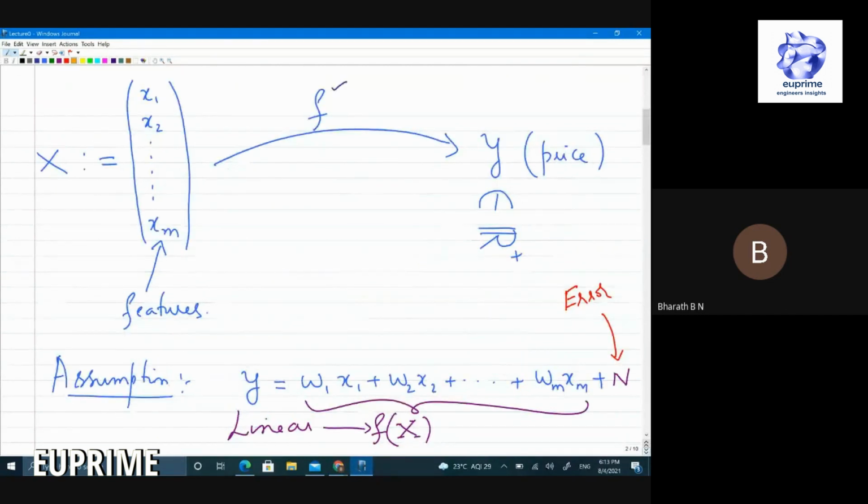The other assumption that we made, a typical assumption that people make, is, for example, that the relationship between the price and the features is linear. So you can just assume that y is w1 x1 and so on, and you add an error term, which is the model error, right? For example, it need not be linear. It can be, let's say, a second order polynomial. Then this noise will capture that difference.